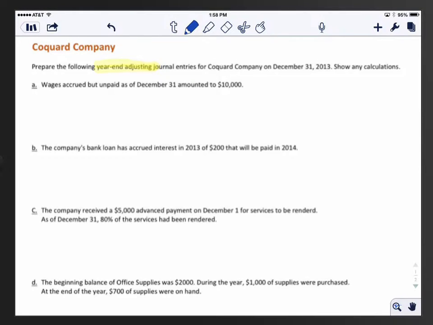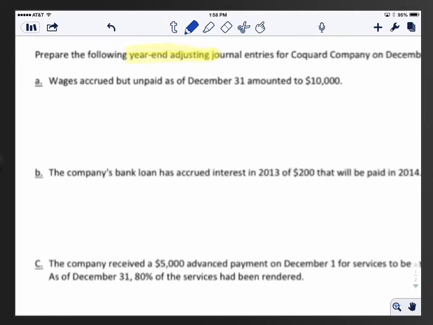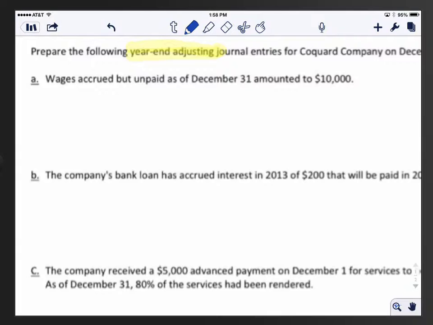Wages accrued but unpaid as of December 31 amounted to $10,000. This is part A. Normally we'd have a date on it. I didn't put dates on these, but you can imagine that A is a date. So we'll put our date in there. And normally if you were recording this in an accounting paper, you'd have columns and whatnot. You just write it neatly and you don't have to worry about drawing the columns.